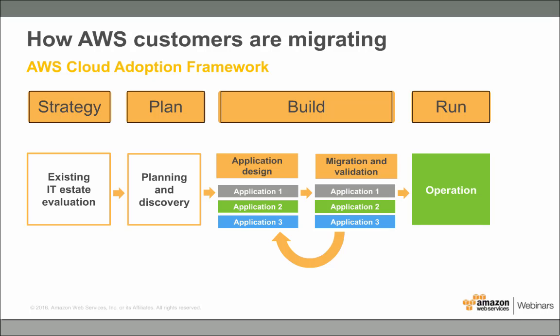So aligned to the Cloud Adoption Framework is the migration framework that you see on the screen. It typically starts with a strategy, and the strategy is all about what's the existing IT estate that you have, and what is it going to end up transforming into.